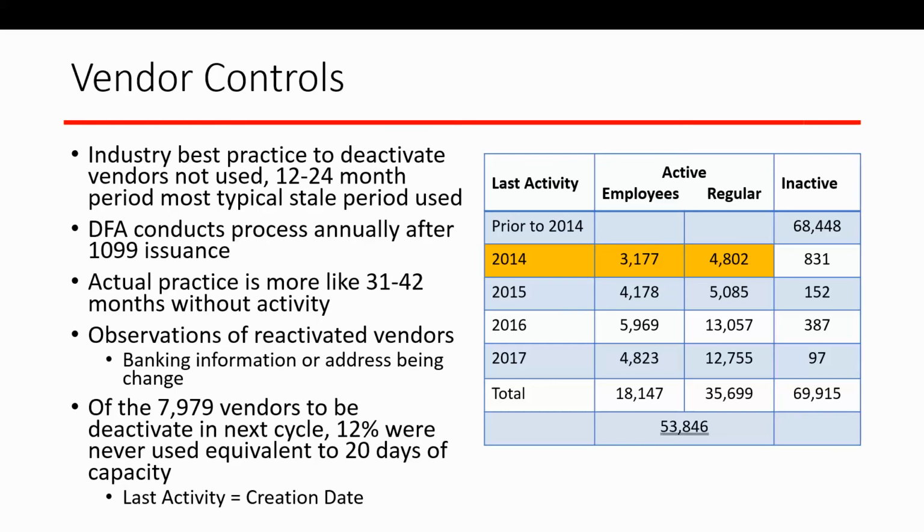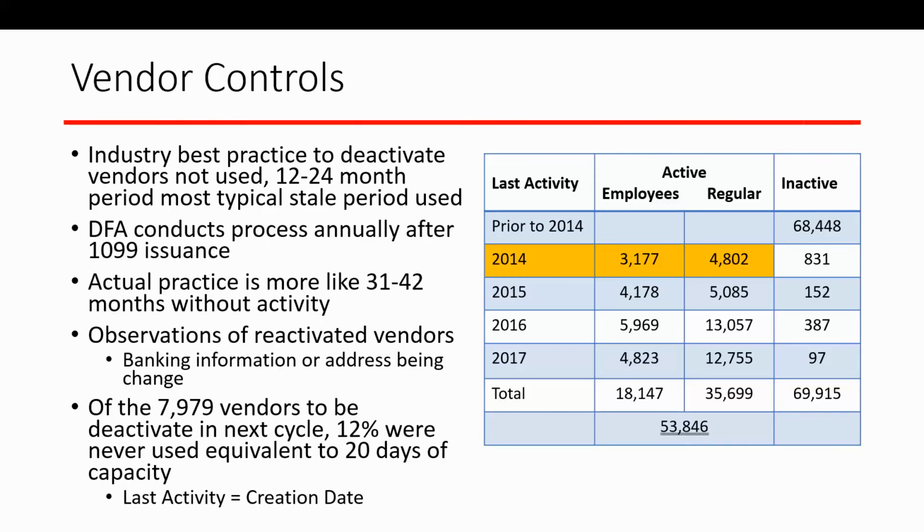The next topic I'd like to discuss is vendor controls and the vendor file. Did you know that it's an industry best practice to deactivate vendors not used, typically between a 12 and 24-month period? That is the industry most typical sale date period.